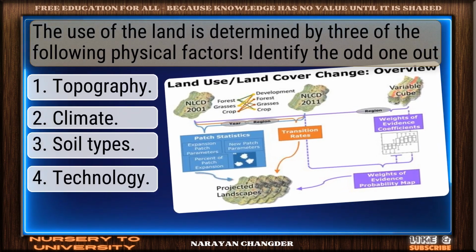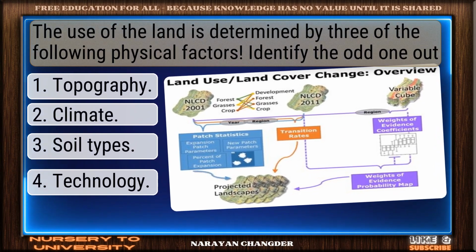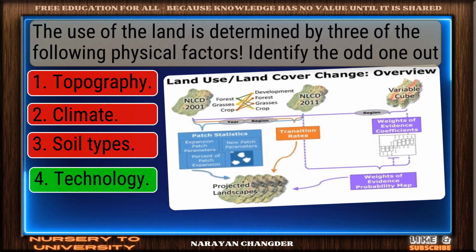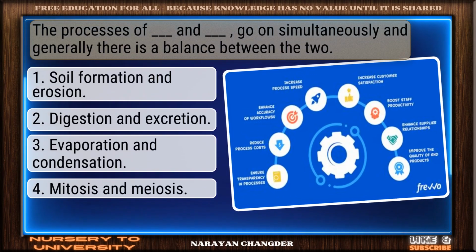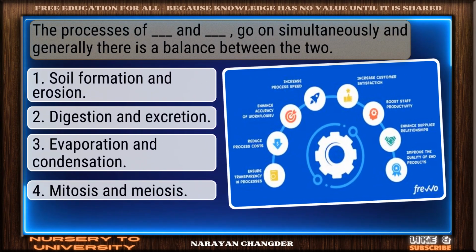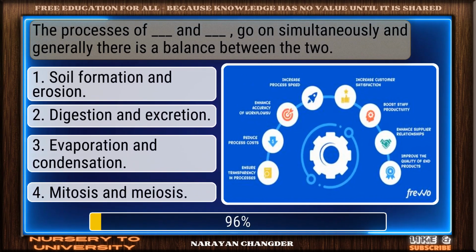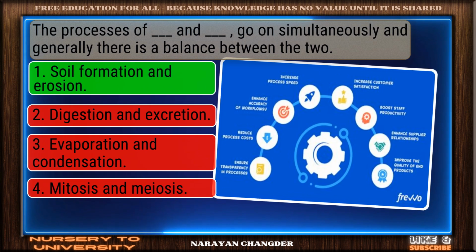The use of the land is determined by 3 of the following physical factors. Identify the odd one out. Perfect. Technology is the one. The processes of dash A and dash go on simultaneously, and generally there is a balance between the two. Good job. Soil formation and erosion works well.